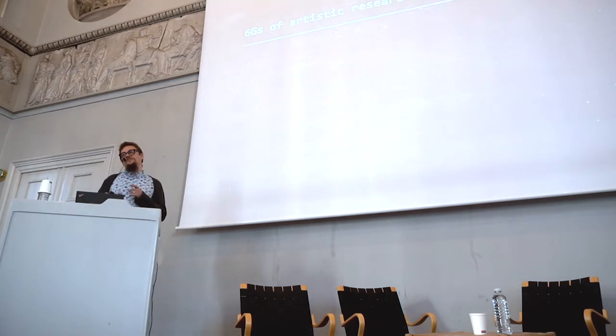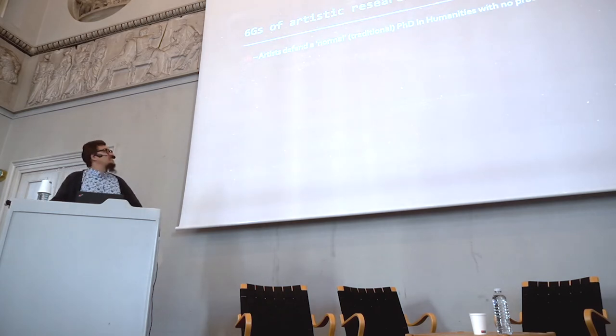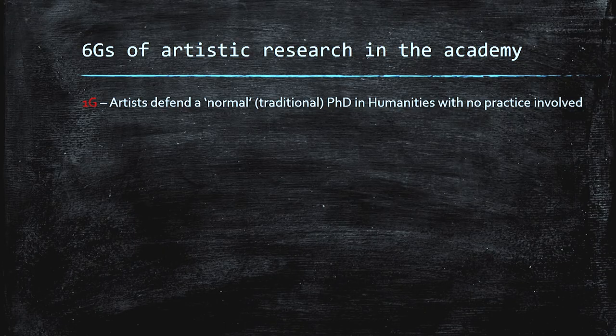So maybe artistic research is 5G in the academy. And it's a little bit shamanistic practice. And based on this, I made this small table. So first G, 1G is a normal artist. It's a normal, like traditional PhD in humanities, which was done by artists since the 80s or even earlier. So in that case, you do a PhD in philosophy or art history, and your practice is not evaluated and included at all.